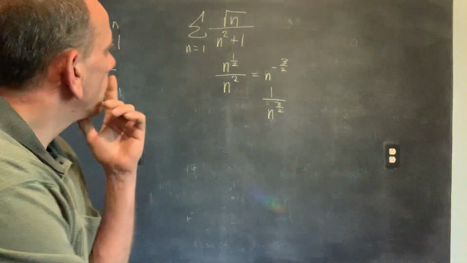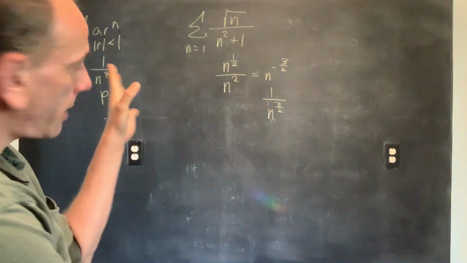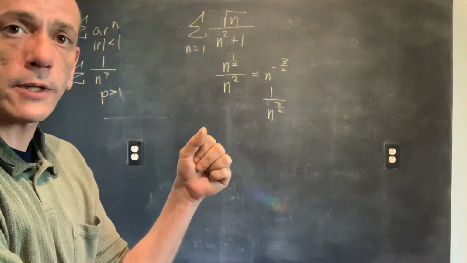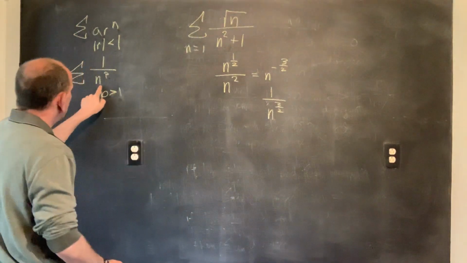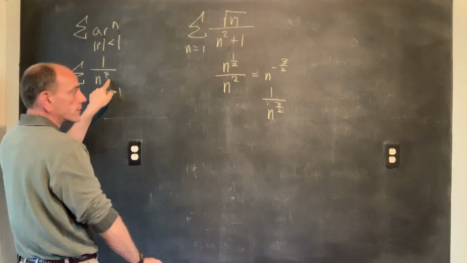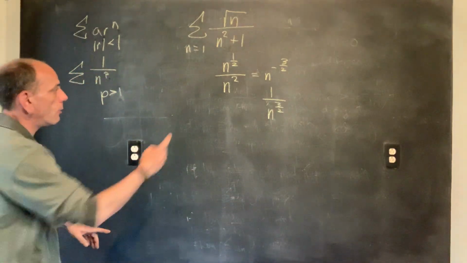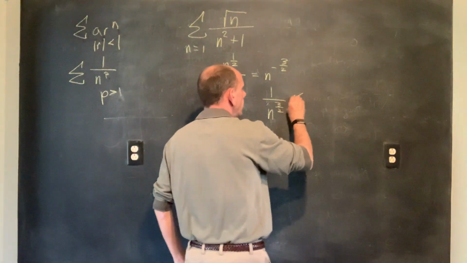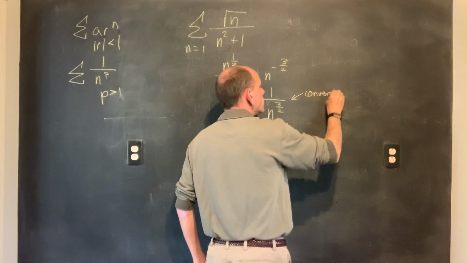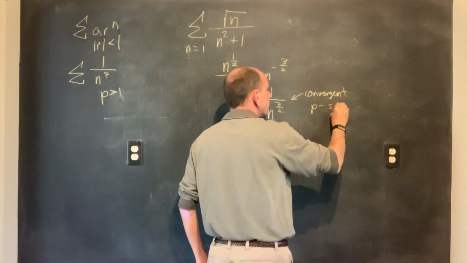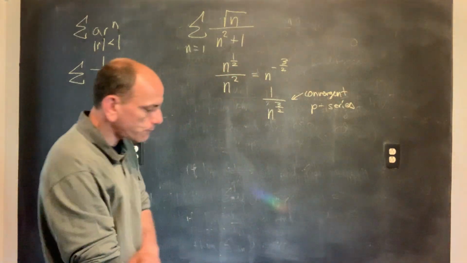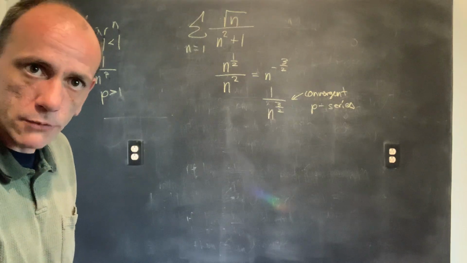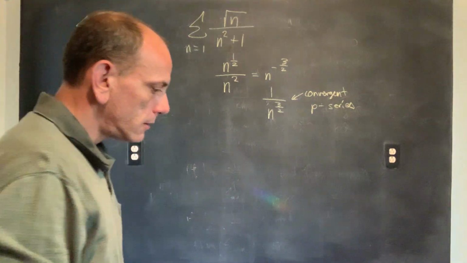So I'm saying, I think this thing is similar in behavior to 1 over n to the 3/2. Now, is 1 over n to the 3/2 something that I know about? Well, let's see. It's the n that's changing. This power is fixed. So this is a p-series. Well, 3/2 is bigger than 1, so this thing converges. This is a convergent p-series. Right? Okay. So that's what I'm going to use as my test against.